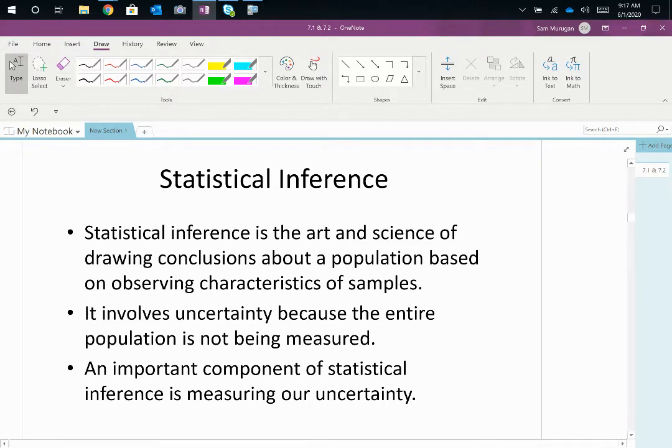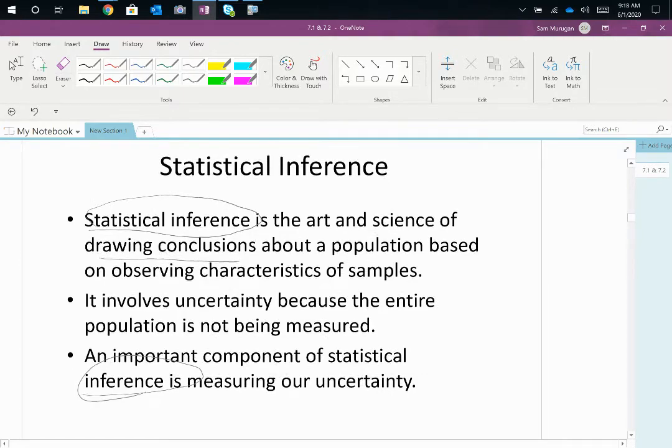Statistical inference is the art and science of drawing conclusions about a population based on observing characteristics of a sample. It involves uncertainty because the entire population is not being measured. An important component of statistical inference is measuring our uncertainty about that.